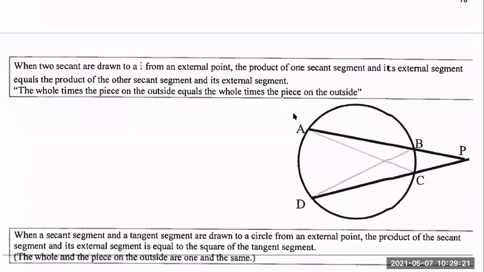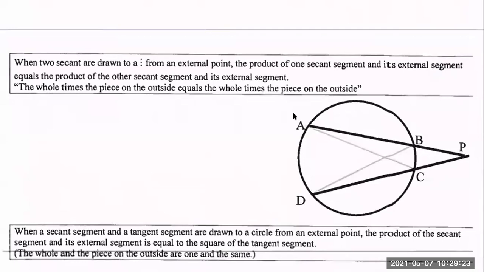So this is the difference between what you learned before and now for these segments: it's going to be the entire segment. So I'm going to trace the entire segment for you guys. That's PA. Okay, so when it says the whole times the piece on the outside, it's going to be the whole piece right there, and then times the external segment, which is the segment on the outside.